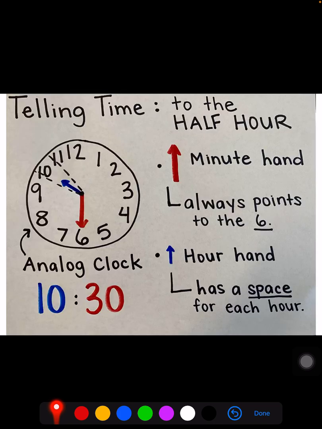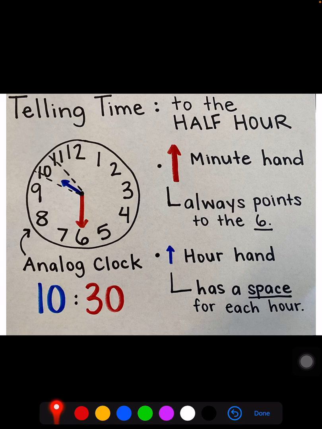We learned that when we're telling time to the half hour, the minute hand, or our longer hand, is always going to be pointing down to the 6. Anytime we see our minute hand pointing to the 6, we know we're half past the hour, or 30 minutes in.